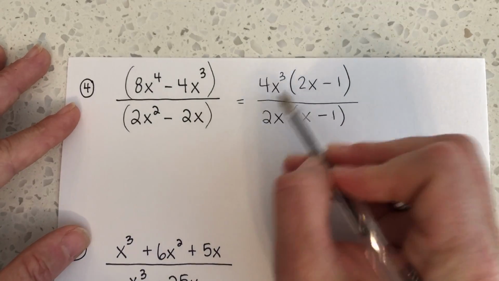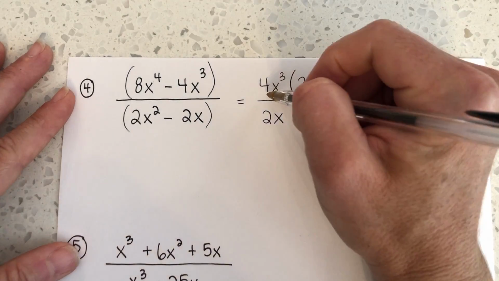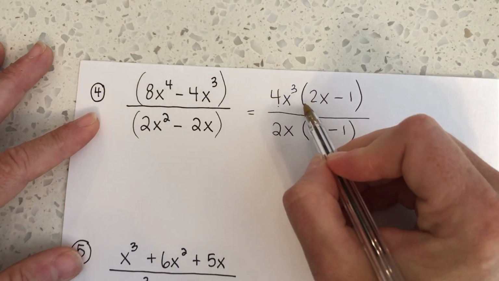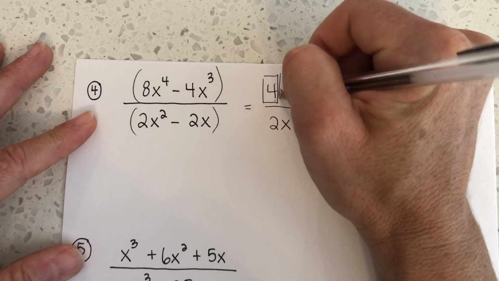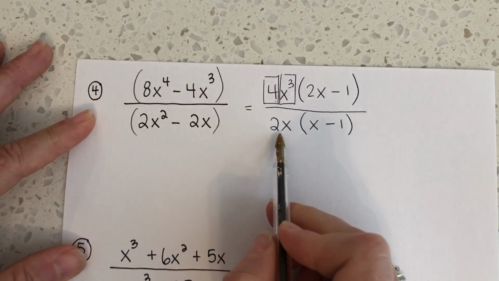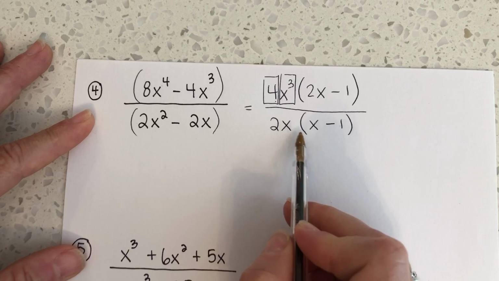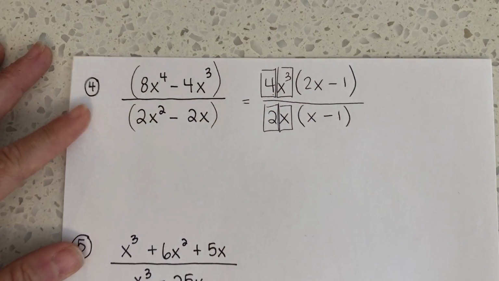So that leaves the individual factors outside to see if anything will cancel or reduce. 4x to the 3rd and this parenthesis are all attached by multiplication, so they are fair game to be reduced. All right, these are individual factors. 2 and x are attached by multiplication, and they're attached to this parenthesis by multiplication. So they are individual factors that are fair game to be reduced.